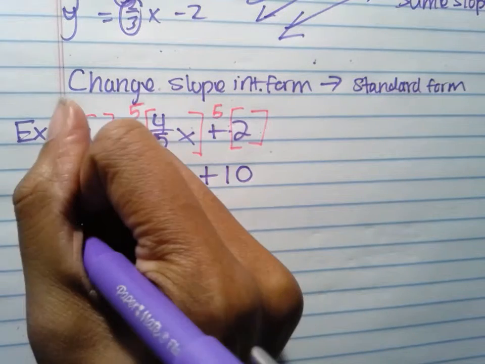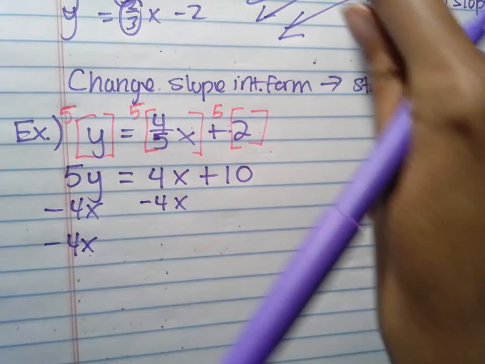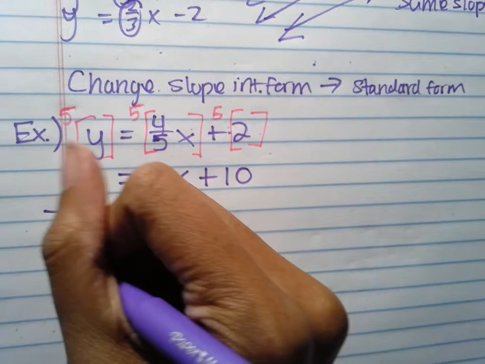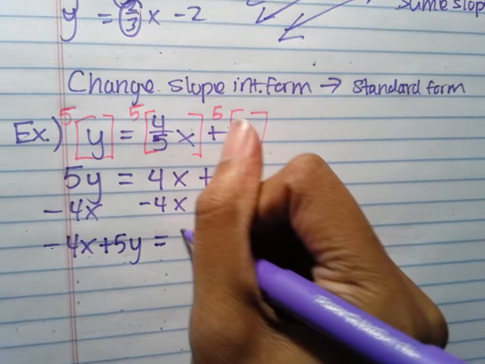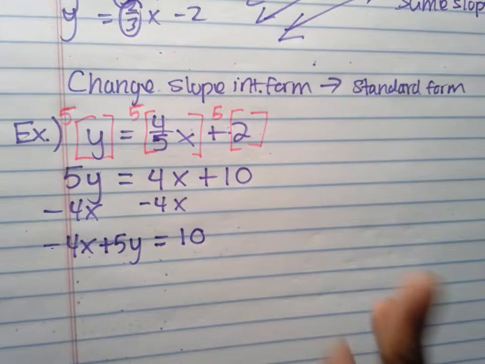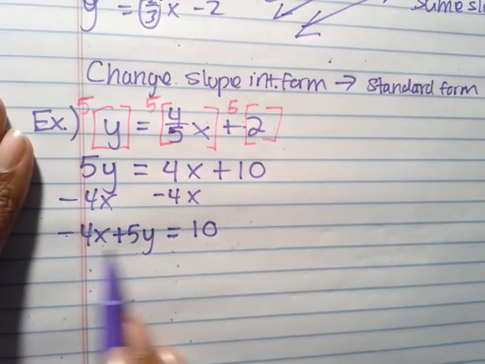And I get negative 4x, and because we want to put x first, I'm going to use the sign: negative 4x plus 5y equals 10. I can tell it's in standard form because I need x and y together on one side and the number on the other side, so it is complete.